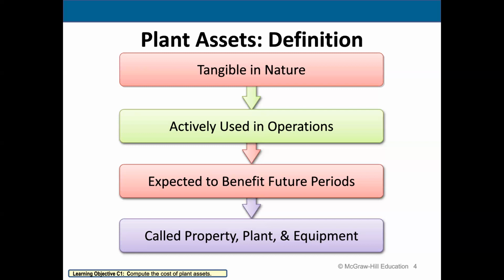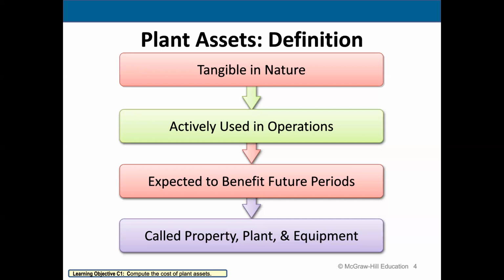Actively used in operations means just what it sounds like. So if I'm using a piece of equipment as part of my operations, building the product I build, or a building where I do business, those are plant assets. That's opposed to, say, if I bought a building that I wasn't using for operations, I just thought it was going to appreciate in value, so I bought it as an investment. That I wouldn't define as a plant asset. I would define it as a long-term investment.